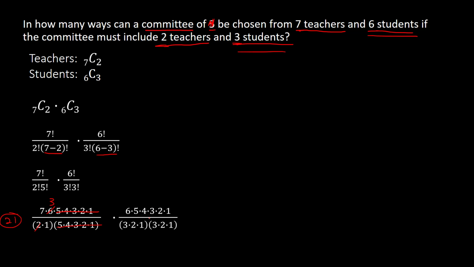And then the other one, I have 6, 5, 4, 3, 2, 1, and then 3, 2, 1, and another 3, 2, 1. The 3, 2, 1s can cancel. And then I have the other 3 times 2 times 1. 3 times 2 is 6, and the 6 can cancel with the 6 up on the top. So over here I have 5 times 4, or 20. So my answer is going to be 21 times 20, which equals 420.